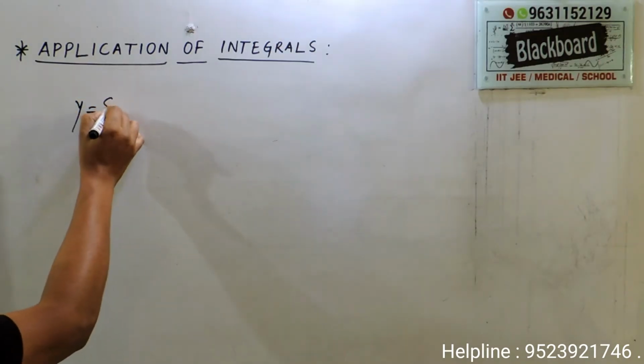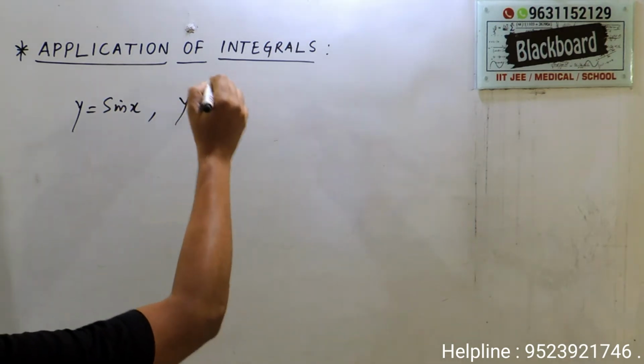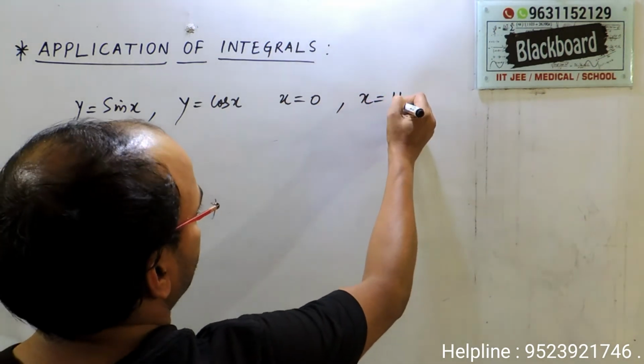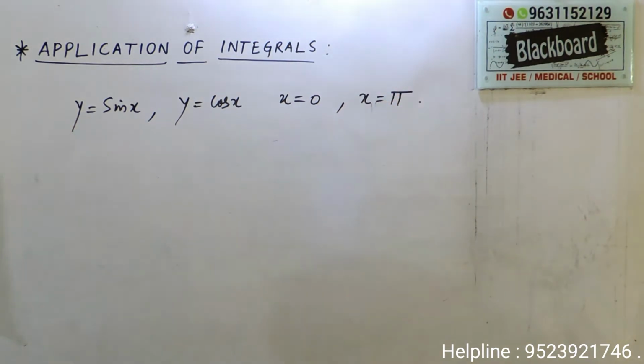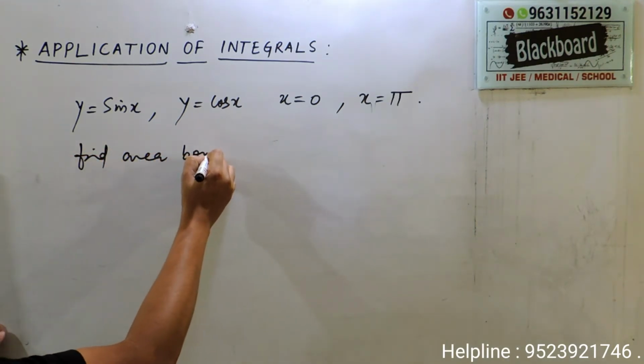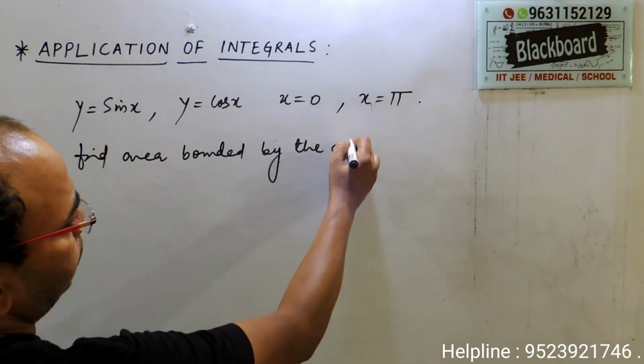Between the curves y equals sin x and y equals cos x, from the limit x equals 0 to x equals pi. Here the question is: find the area bounded by the above curves.